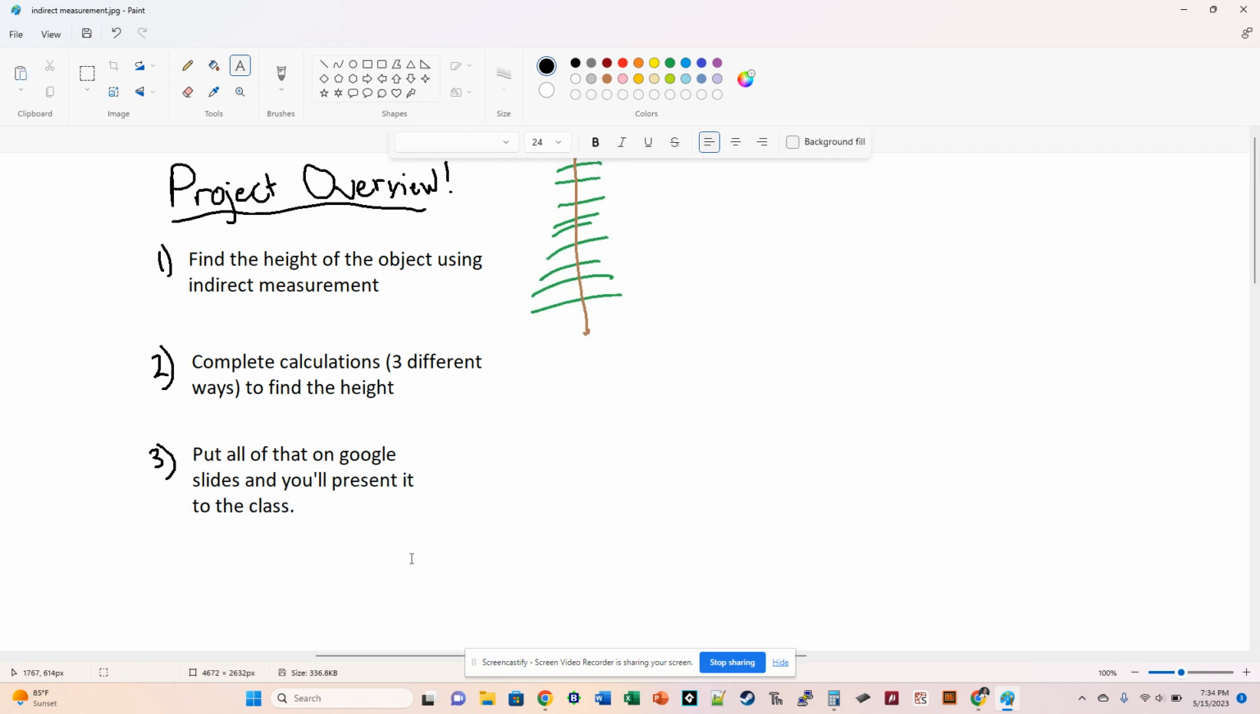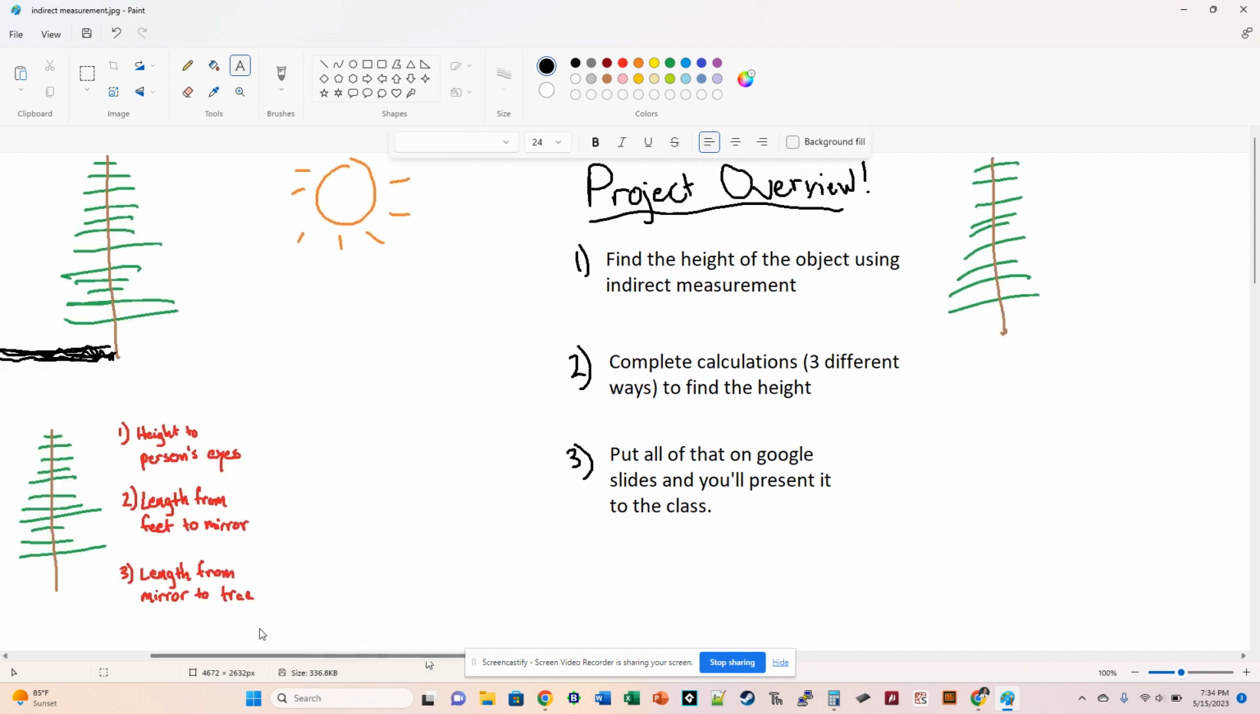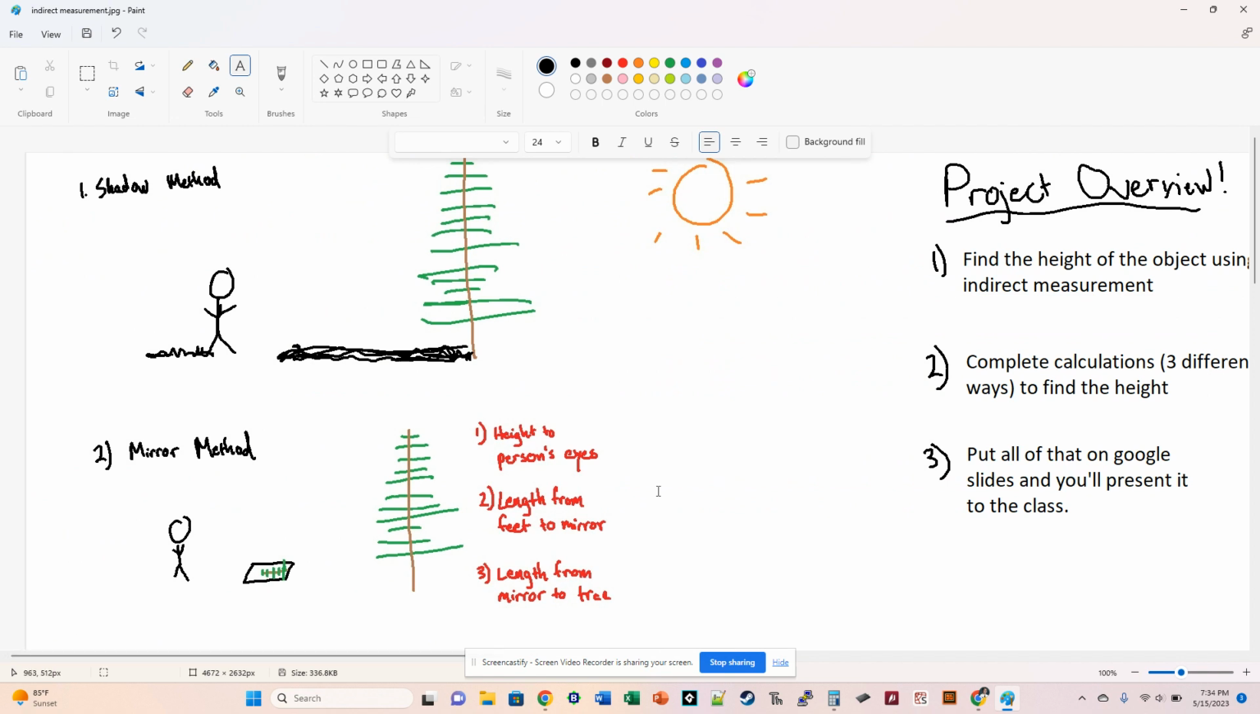Note, you don't need to present all of your math. While it does need to be in your Google Slides, you just need to present the overview and the major answers you found in the project. Let's dive into the first method. So prior to today, you should have completed all these measurements in your notebook.